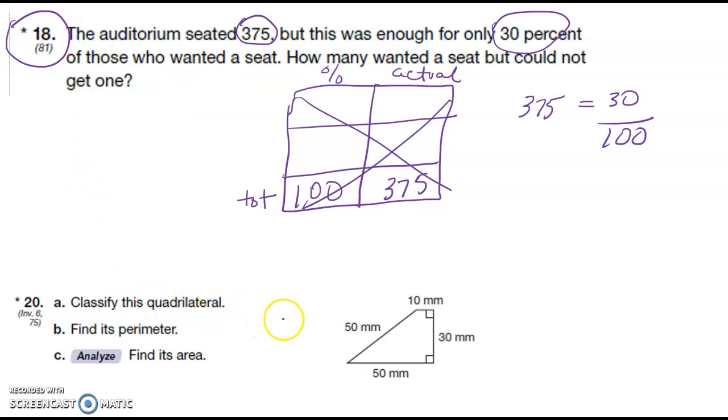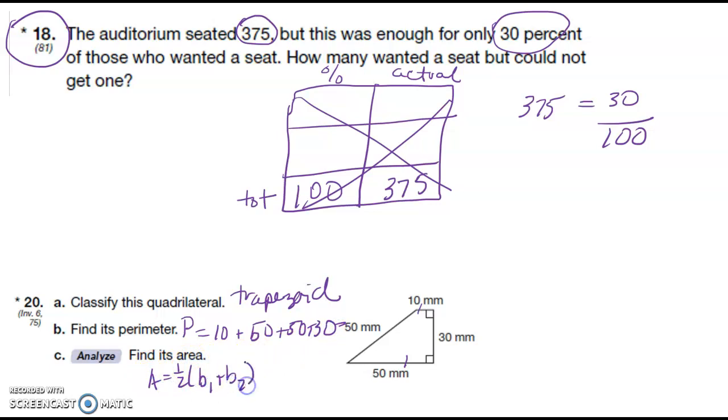Okay, classify the quadrilateral. We have one pair of parallel lines, okay, which makes this a trapezoid. And then it says find the perimeter and the area. So the perimeter is going to be 10 plus 50 plus 50 plus 30. And the area, well, that's going to be in the back of your spiral. This is base 1. This is base 2. And height always makes a 90-degree angle.